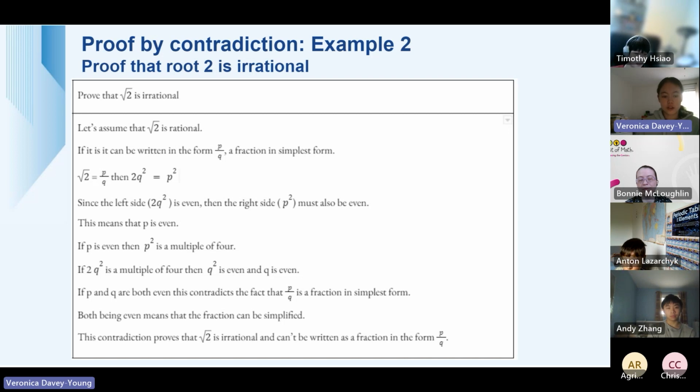But now we have two even numbers in this fraction, which means it cannot be a fraction in simplest form. And them both being even means it can actually be simplified by dividing the top and bottom both by 2. So this contradiction proves that root 2 is irrational and cannot be written as a fraction in the form P over Q.